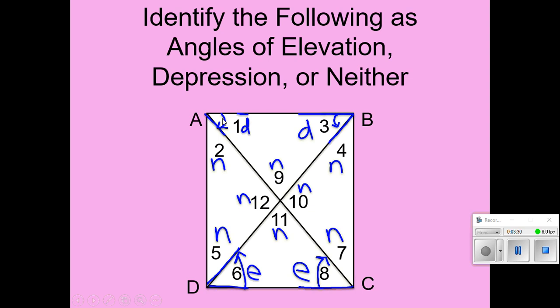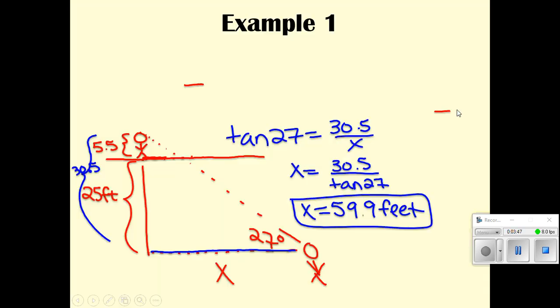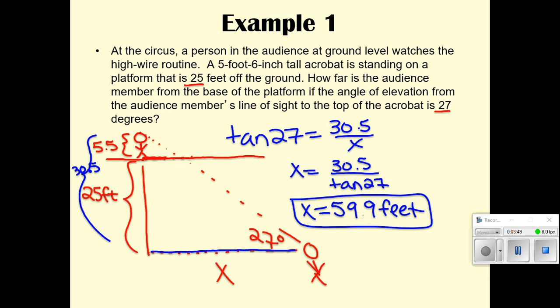So depression and elevation are like alternate interior angles. They're actually congruent because you have two parallel lines. So angle 1 and angle 8 are congruent. Angle 3 and angle 6 are congruent. So we're going to use this concept to do some word problems.